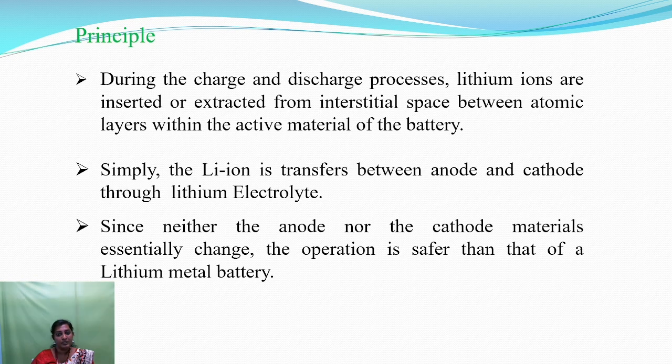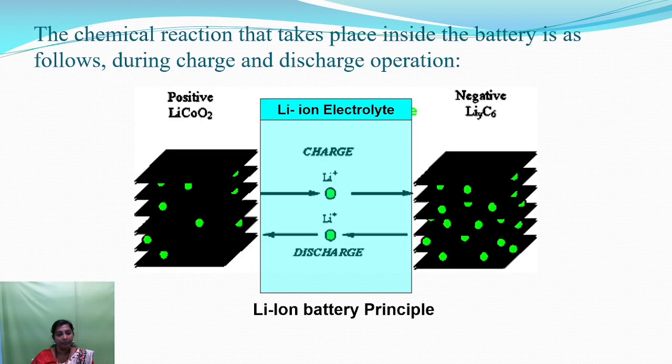During the charging and discharging process, lithium ions are inserted or extracted from the interstitial space between atomic layers within the active material of the battery. Similarly, the lithium ion is transferred between anode and cathode through the lithium electrolyte. Since neither the anode nor the cathode materials essentially change, the operation is safer than that of a lithium metal battery. This is the diagram of the lithium ion battery, showing charging Li+ and discharging Li+, and the positive and negative charges.